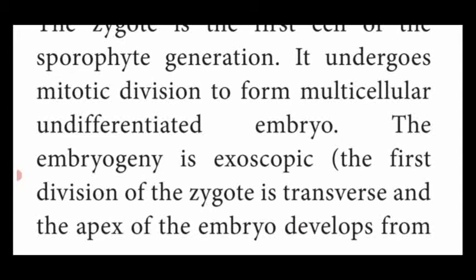So the diploid zygote undergoes its first division, that is transverse division, and the apex of the embryo develops from the outer cell. The embryo divides and gives rise to the sporophyte.